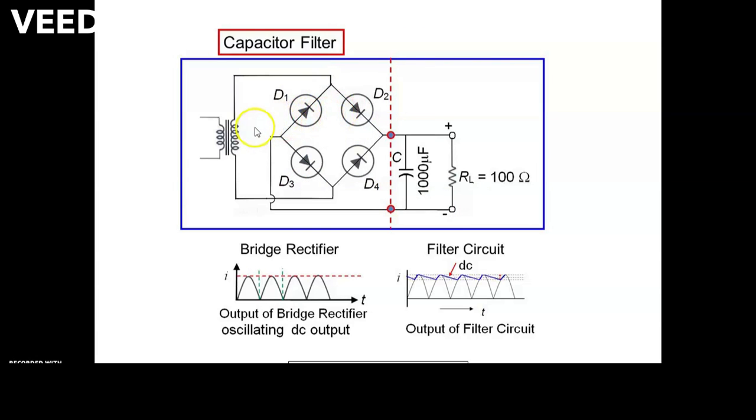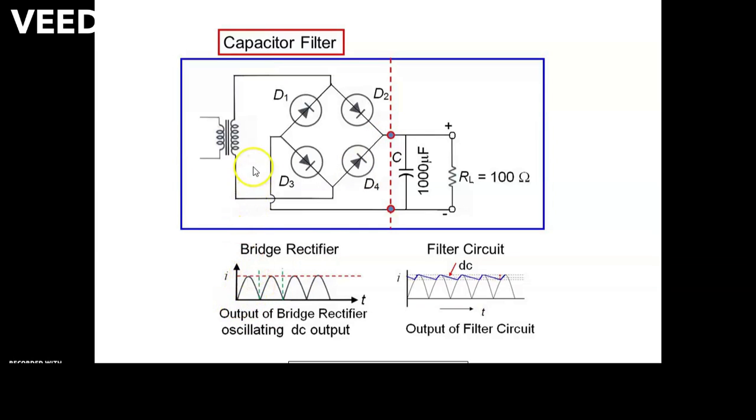In the positive half cycle, what happens? This is our step down transformer, and this side is called the secondary side. Now this point of the secondary becomes positive with respect to this side. That's why diodes D2 and D3 become forward biased and come into conduction. And at this point we are getting one pulse, this type of pulse.